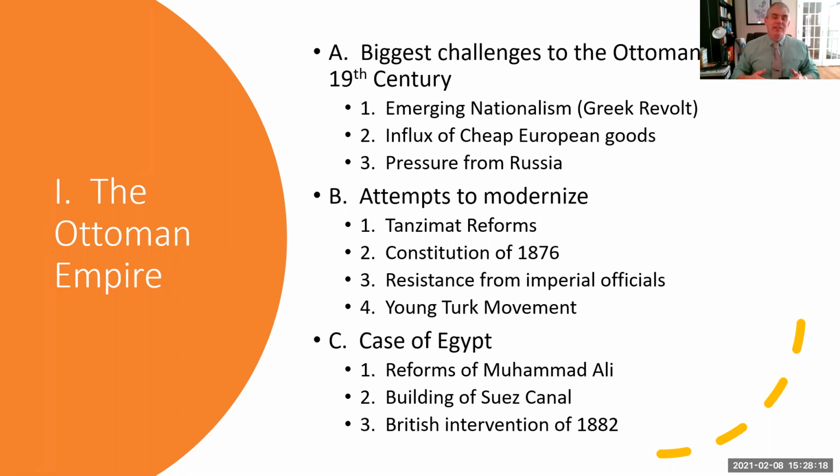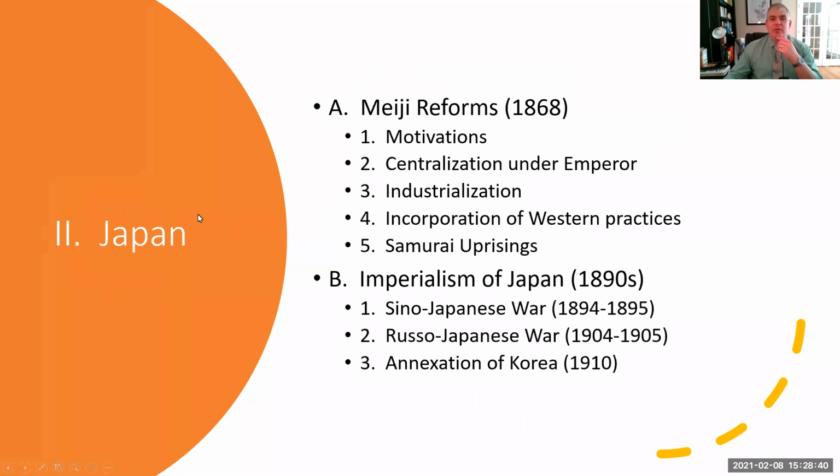So after 1882, what's going to happen is Britain is going to expand its political and economic influence into Egypt because to the British, this is necessary to protect access to the Suez Canal. And as a result, Egypt is going to come under British control. So that's the case of the Ottoman Empire. The second one we want to look at is Japan.